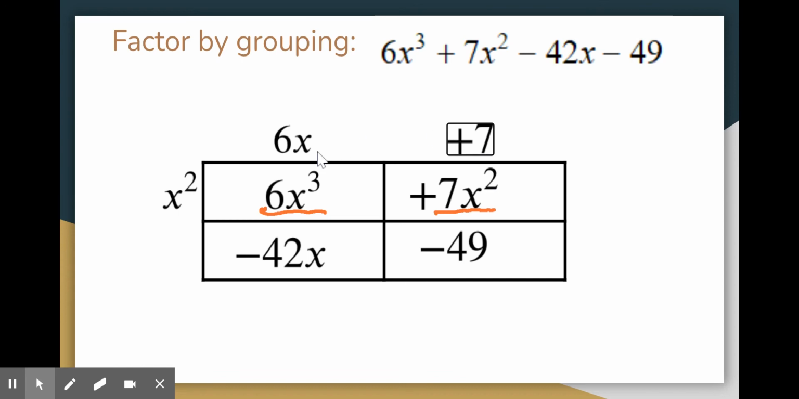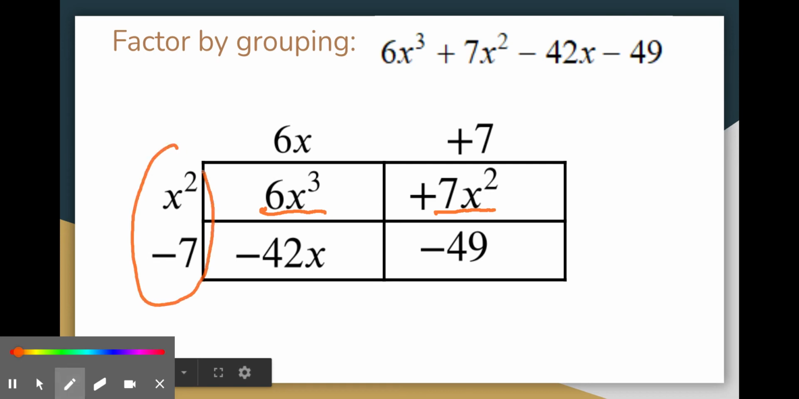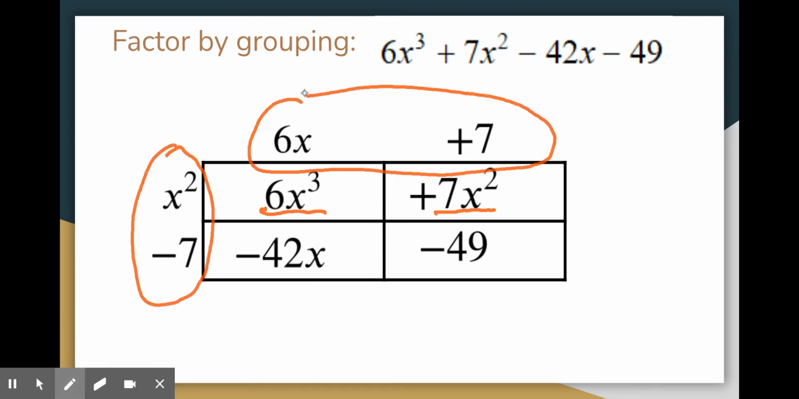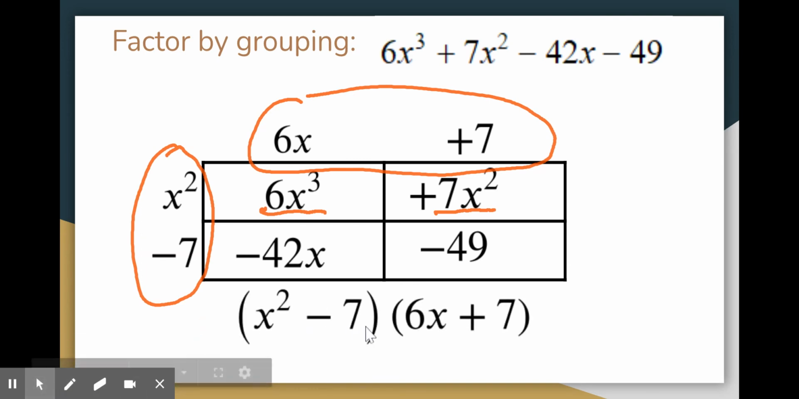That is 7. And then from here, I am going to do what times 6x gives me negative 42x, and that is negative 7. And then I'm going to check. Negative 7 times positive 7 gives me negative 49. Okay, so what I have written on the outside are my factors. So I'm going to rewrite it as x squared minus 7 times 6x plus 7.